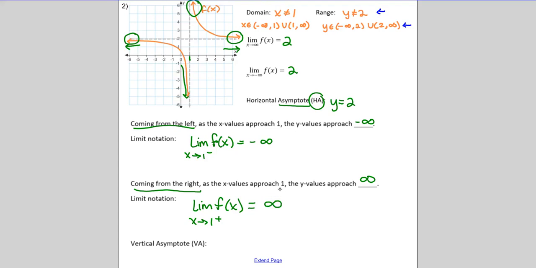And notice that the graph has a vertical dotted line drawn in, and the graph is getting closer and closer to that vertical line as the x values get closer and closer to 1. So that's known as a vertical asymptote, or a VA, and the equation of that line is x equals 1.